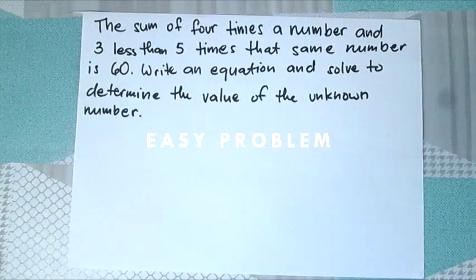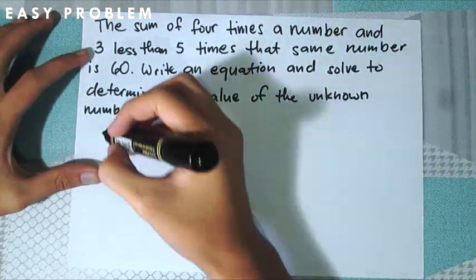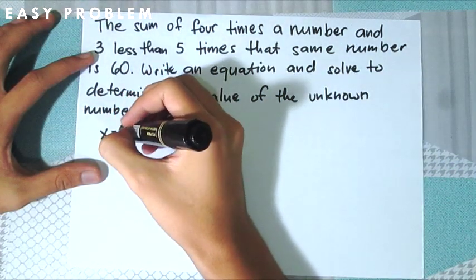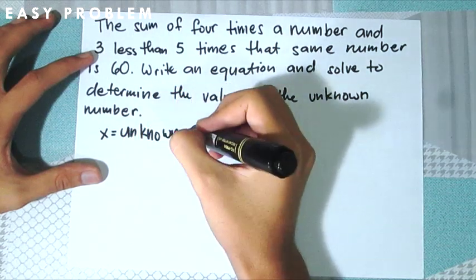The sum of 4 times a number and 3 less than 5 times that same number is 16. Write an equation and solve to determine the value of the unknown number. So let's say that x is our unknown number.